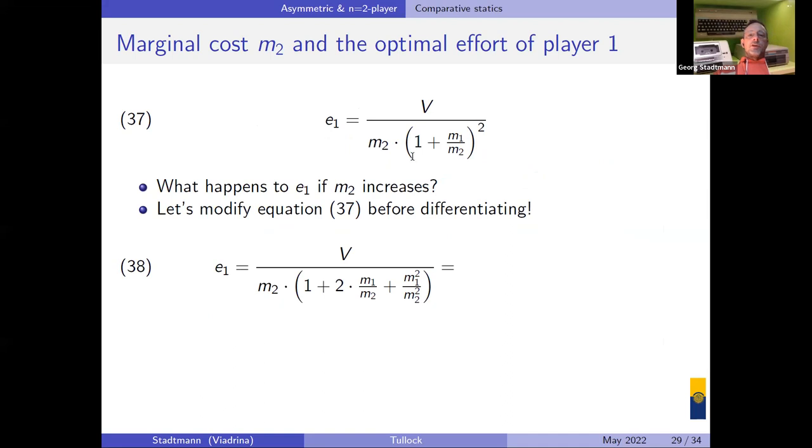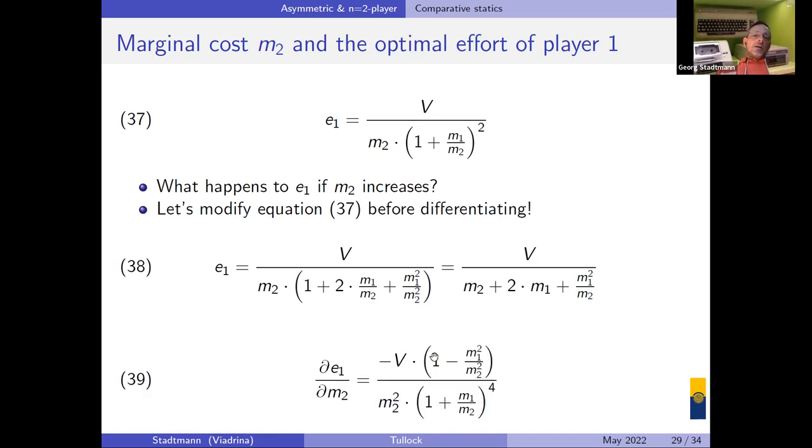In equation 37, we have brackets squared, and we can use the first binomial formula here: a plus b in brackets to the power of 2 is equal to a squared plus 2ab plus b squared. So we are using this to modify the term in brackets, and the exponent is gone. Then we are multiplying through by M2, and we get M2 plus 2M1. Like this, M2 cancels out again, and we have an M2 instead of M2 squared. Now we can differentiate with respect to M2.